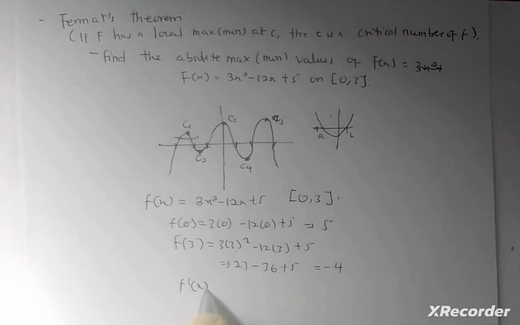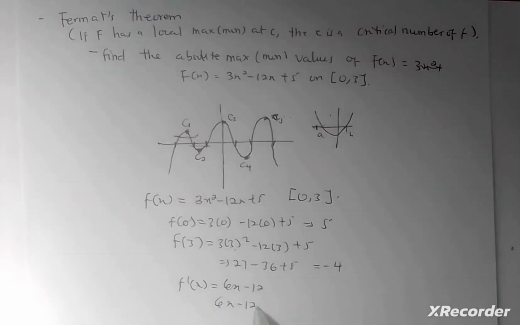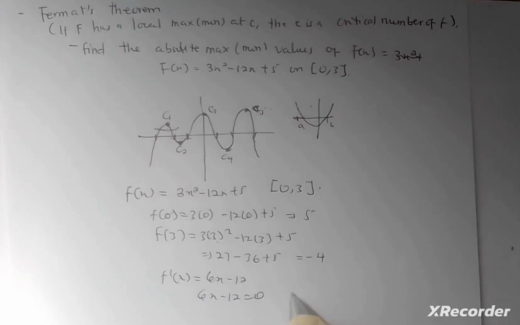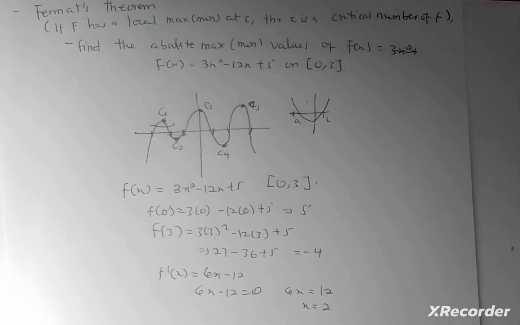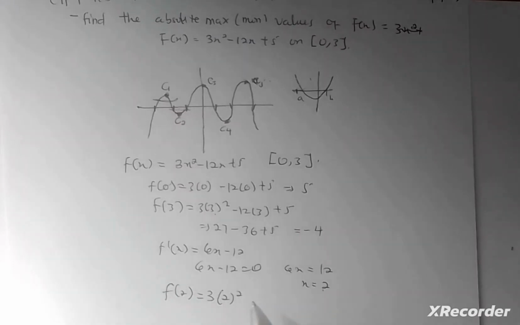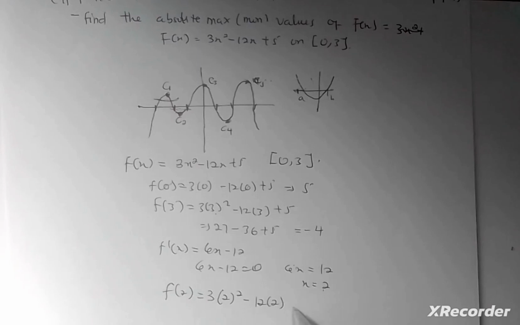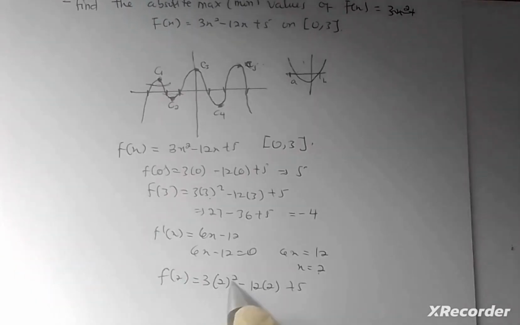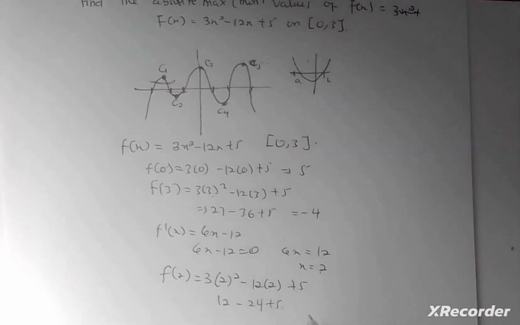Then I solve for my critical points. So f prime of x, which is my gradient function, will be 6x minus 12. 6x minus 12 should be equal to 0 to give me my critical point. Therefore, 6x will be equal to 12. X will then be equal to 2. So once I have x is equal to 2, I'll put it into my function as f of 2. What is f of 2? 3 open bracket 2 all squared minus 12 open bracket 2, then plus 5. This will give me 12 minus 24 plus 5. 5 plus 12 is 17 minus 24 will give me negative 7.